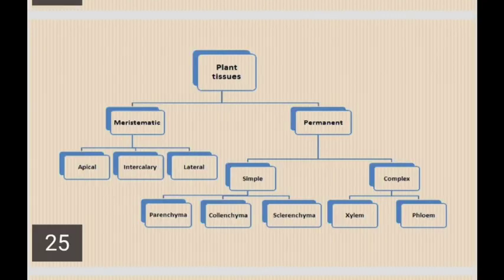Now, let us summarize what we have learned. Plant tissues. There are two types of plant tissues: meristematic tissues and permanent tissues. Meristematic tissues are of three types: apical meristem, intercalary meristem, and lateral meristem. Permanent tissues are divided into simple permanent tissues and complex permanent tissues. There are three types of simple permanent tissues. They are parenchyma, collenchyma, sclerenchyma. And complex permanent tissues are of two types. They are xylem and phloem.